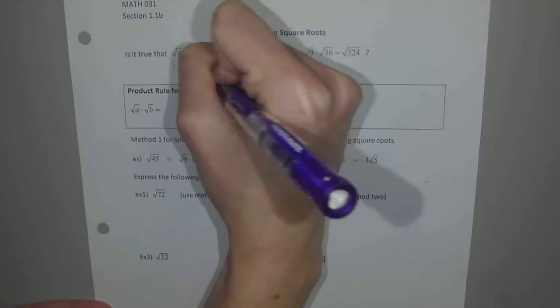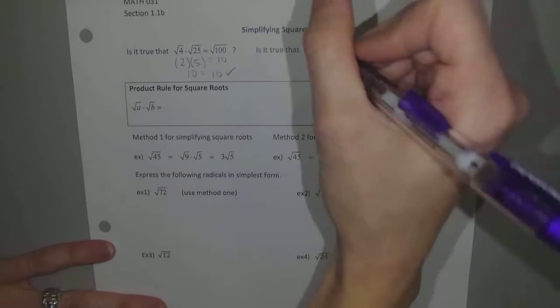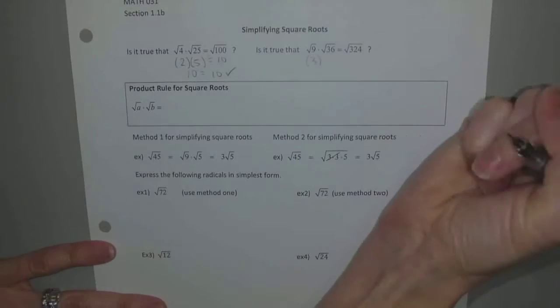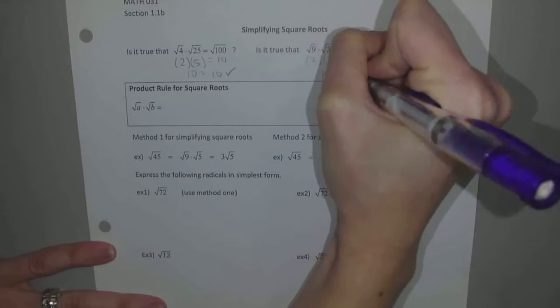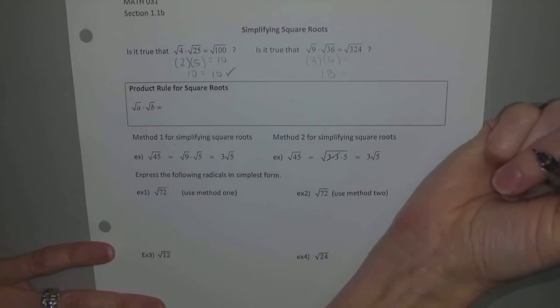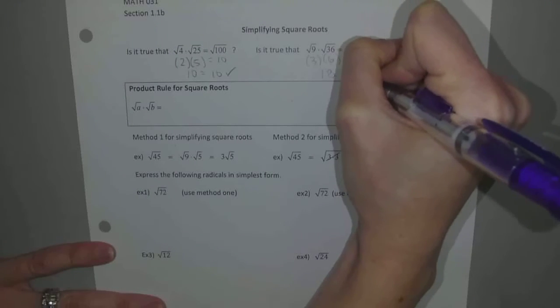So these are just showing you that if you have one square root times another, you can actually do the multiplication underneath and then take the square root of that. So you'll see on the right-hand side the same thing is true. The square root of 9 is what? 3. The square root of 36? 6. So the left-hand side ends up being 18. But if you throw 324 in your calculator, what do you get for the square root of 324? 18. So we do know that this rule is true.